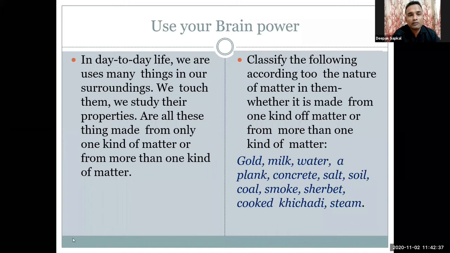Melting point means when you increase the heat of a substance, it turns into the next state. Suppose gold, we can get it in a solid state. But when you increase the heat of the gold, it will turn into a liquid state. That means when the gold starts to melt, that is the melting point of gold. So the melting point of all things differs as per their properties or characteristics.